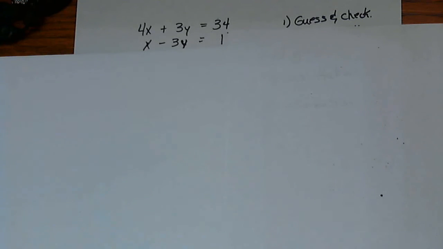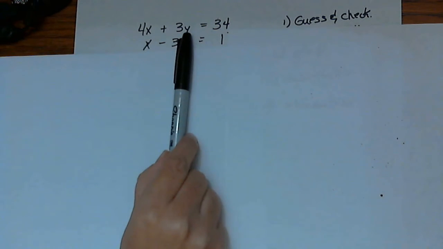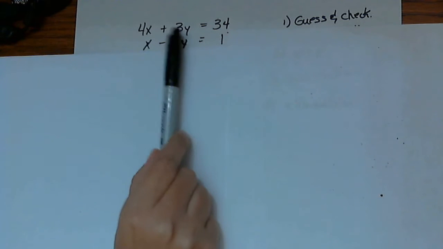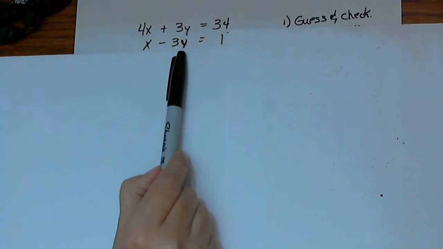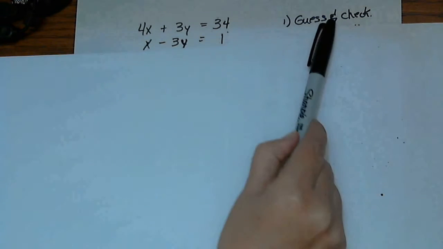So in this case, we have a system of equations that has both x and y. And in order to find solutions for x and y, we need at least two different equations in order to solve for both x and y. You've probably talked about lots and lots of different ways that you can solve systems of equations like this. The first one is called guess and check.